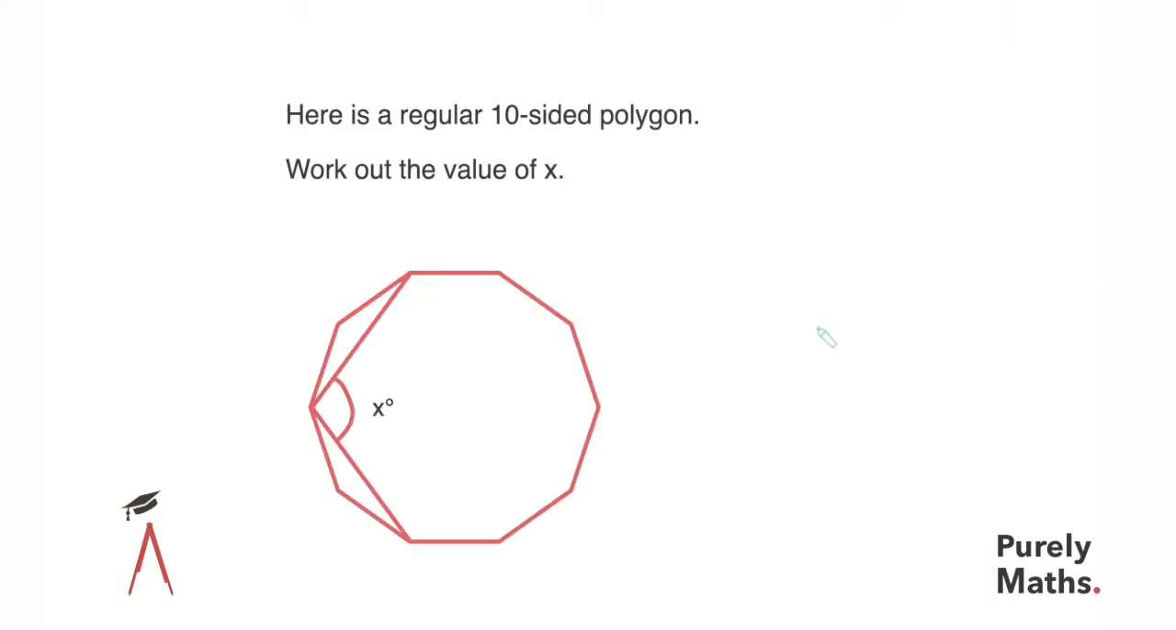Okay, let's look at the next one. Here is a regular 10-sided polygon. Work out the value of x. So the first thing I notice is that there are 2 triangles inside my shape. And these are actually isosceles triangles because all the sides are equal, meaning that these 2 sides are equal. And so are these 2. And then we must have 2 base angles that are equal as well.